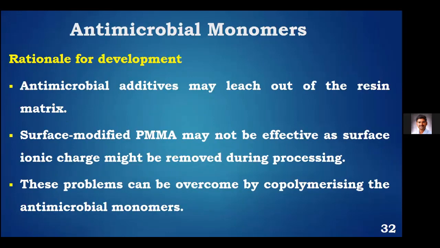So both the biocidal additives as well as the coatings have certain limitations. What are those limitations? These materials can leach out of the resin matrix at any time, and surface-modified denture base material cannot be effective, as the charges on the surface of the denture may get removed during the processing of the dentures. So an alternative strategy would be to localize and polymerize the material into the material. This concept was called immobilization of the antimicrobial agents, which was promoted by Emijato and colleagues, where they added certain co-polymerizable antifungal or antibacterial additives to the polymer.